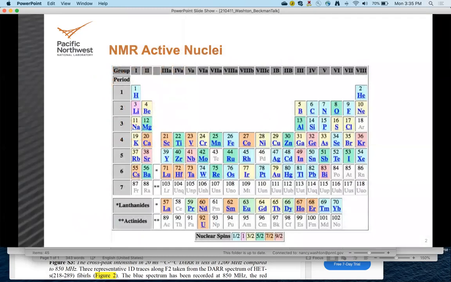So the majority of nuclei in the periodic table are NMR active, as can be seen from the color coding here. But I note that this doesn't imply ease of detectability in a real world setting. Many of these nuclei, especially the quadrupolar nuclei, can be very, very challenging.